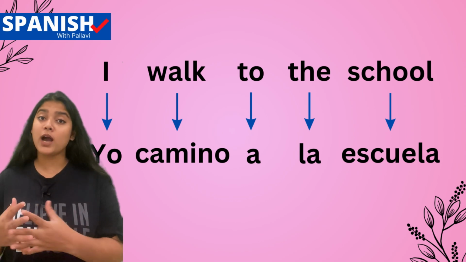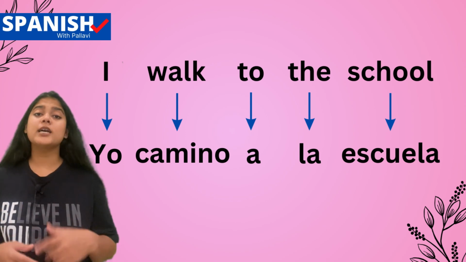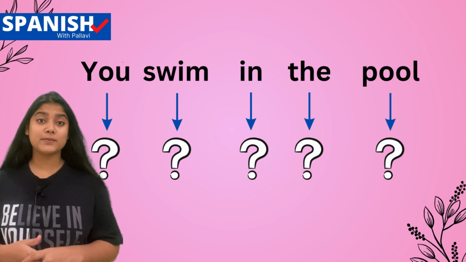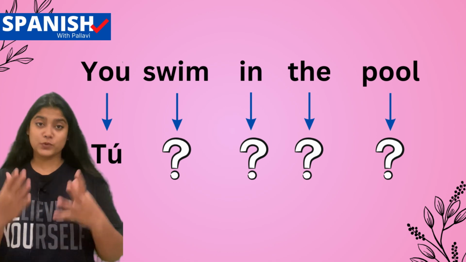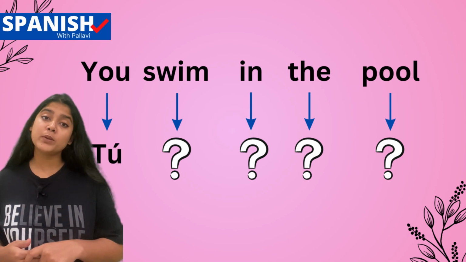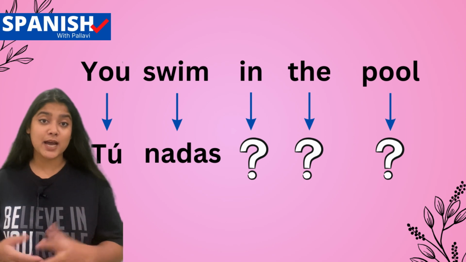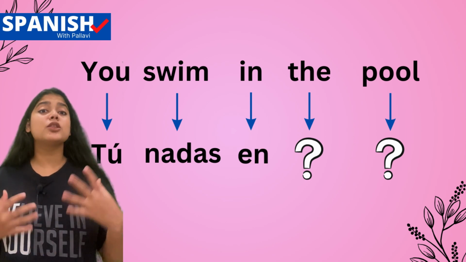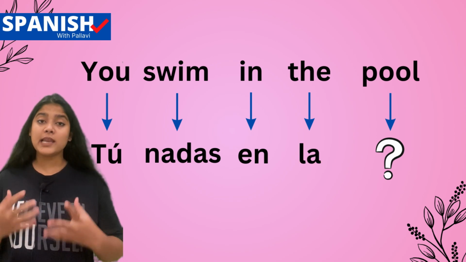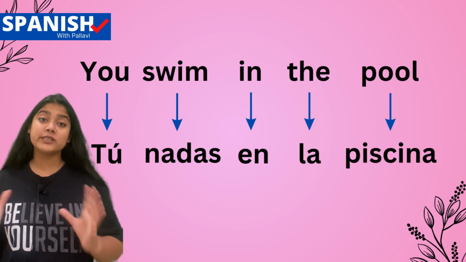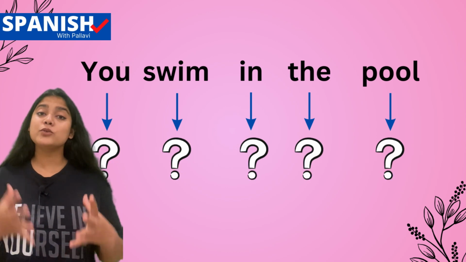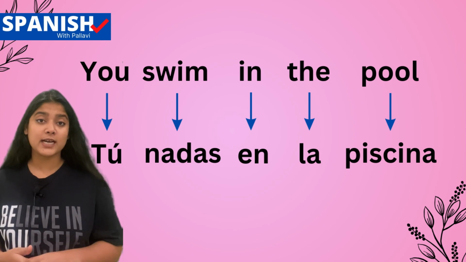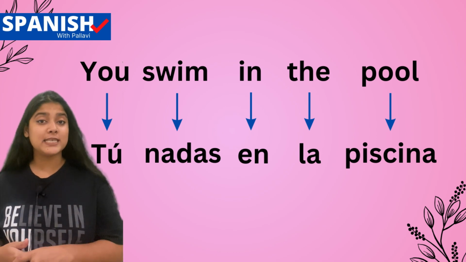Yo camino a la escuela. Next. You swim in the pool. How do we say that? You will be tú. Swim will be nadas. In will be en. The pool will be la piscina. So the whole sentence will be you swim in the pool. Tú nadas en la piscina.